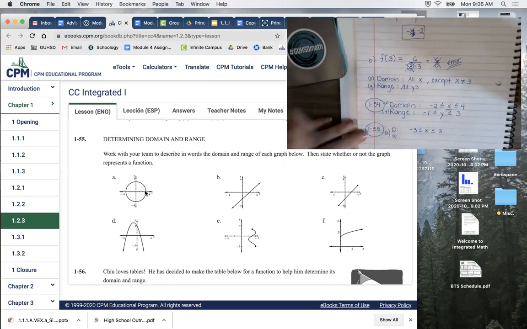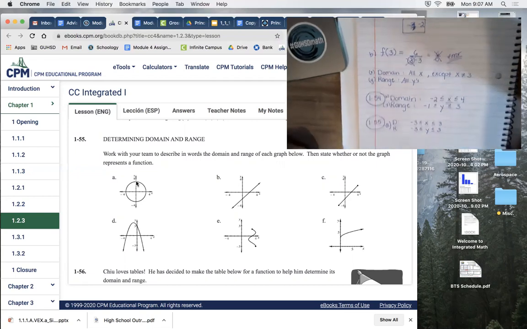Now talking about my y's, my lowest y, it looks like is -3 as well. -3 is less than or equal to y, which is less than or equal to, what's my top y? Well, it looks like it is also 3. That would be the domain and range for A.